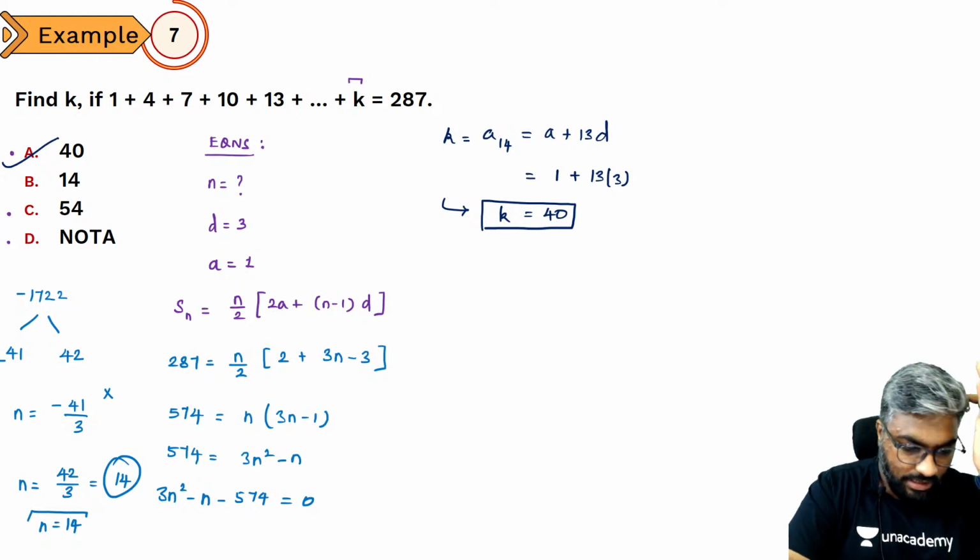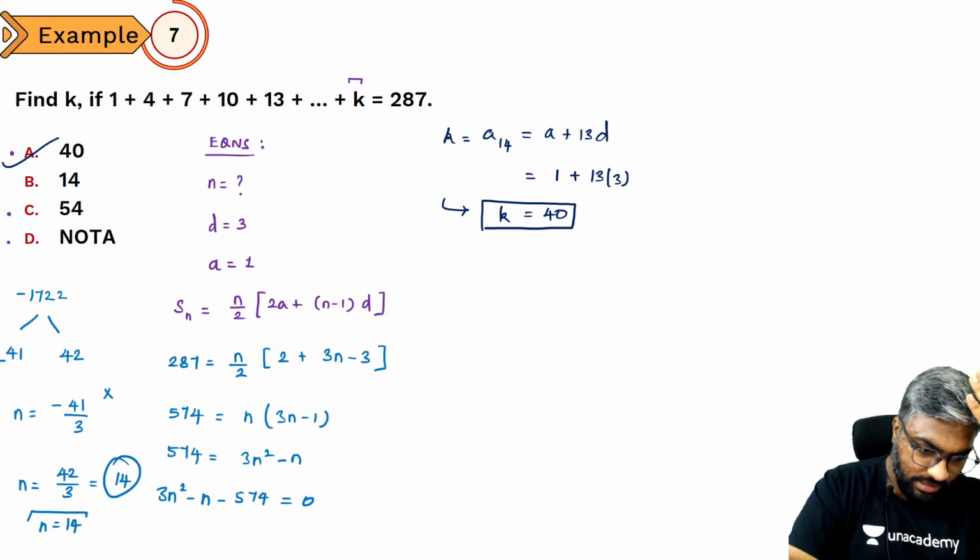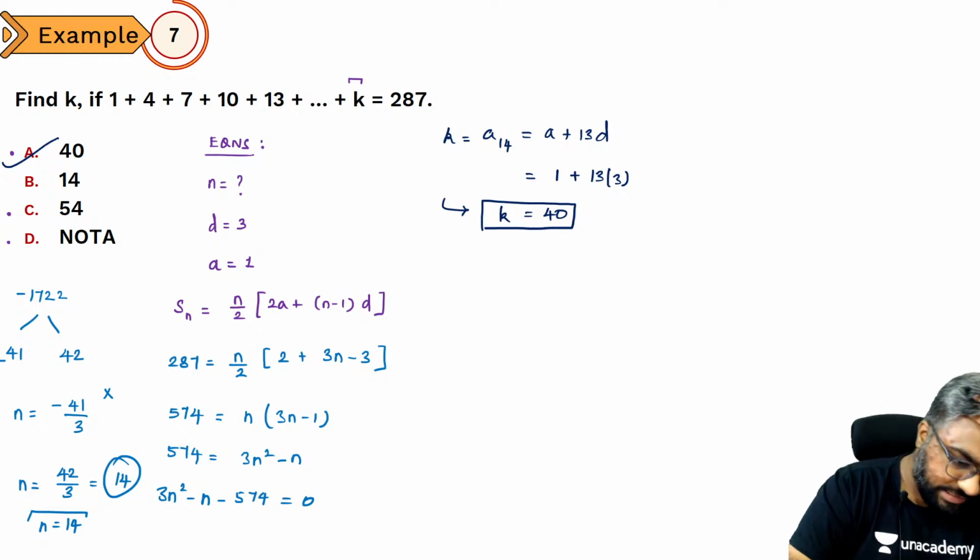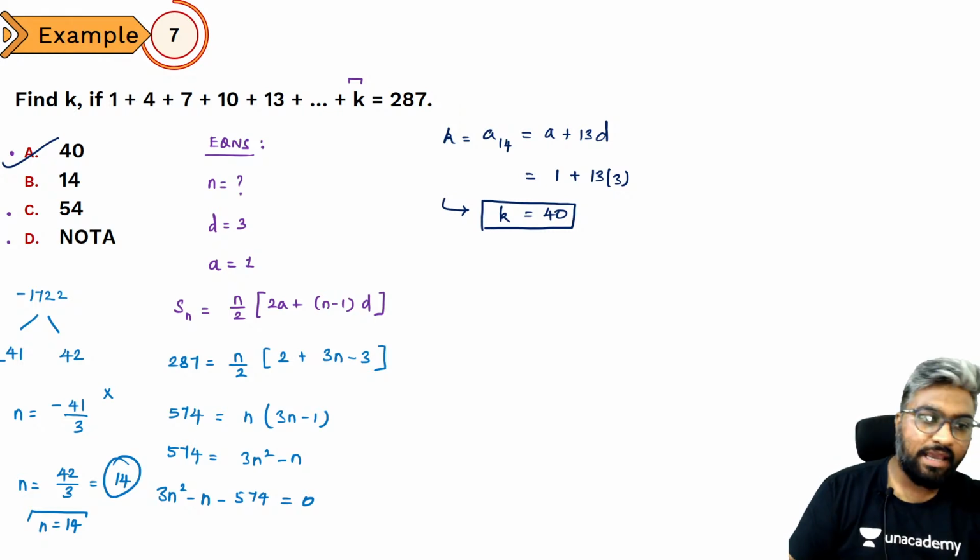I am assuming नितिन आपने A इस क्वेश्चन के लिए बोला फिर चेंज कर दिया था क्या? ठीक है, चलो, beautiful. A 40 is right.